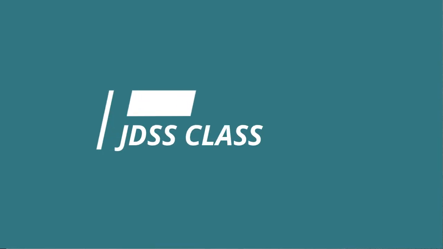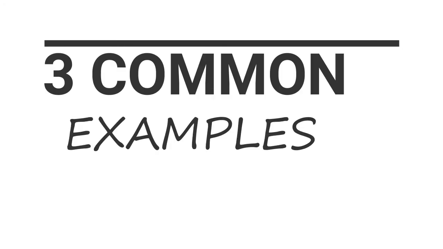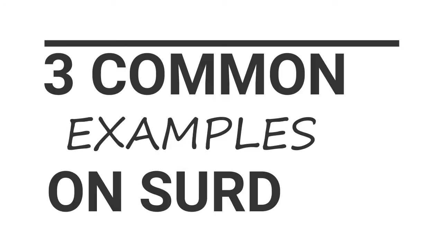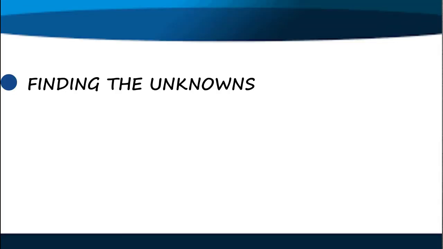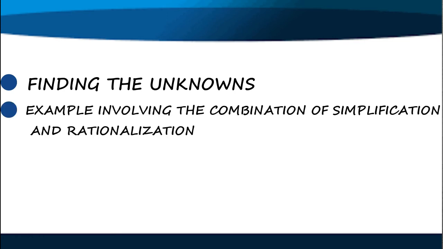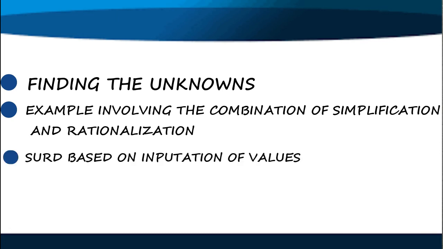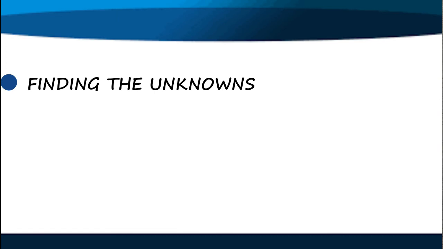Today we're going to be looking at 3 common examples on SOD. So we're looking at common basic examples that come out regularly in SOD. The first one is finding the unknowns in SOD. The second one is a combination of simplification and rationalization in one example. And the third one is SOD based on imputation of values. Now I'm going to be explaining more of that in this video. So now let's go to the first one, finding the unknowns in SOD.